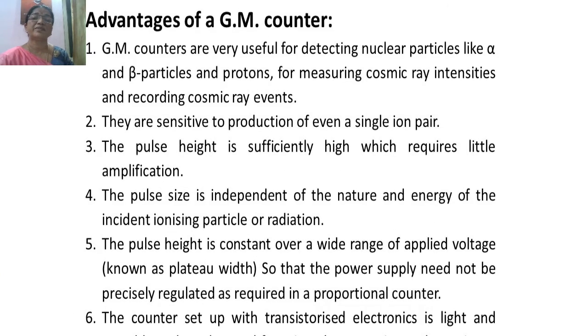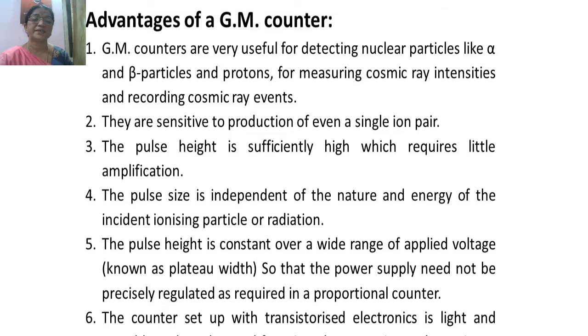If we look at the advantages of the GM counter, GM counters are very useful for detecting nuclear particles like alpha and beta particles and protons, for measuring cosmic ray intensities and recording cosmic ray events. They are sensitive to the production of even a single ion pair. The pulse height is sufficiently high, which requires little amplification. The pulse size is independent of the nature and energy of the incident ionizing particle or radiation.